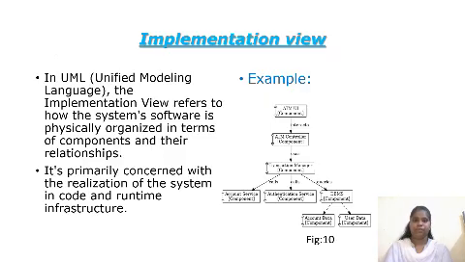Let us see the implementation view. The implementation view refers to how the system software is physically organized in terms of components and their relationships. That means the software system is physically organized into components, and those components interact with the user interface. It is primarily concerned with the realization of the system in code and runtime infrastructure. It deals with the code structure and infrastructure, and it is important for developers and architects to understand the actual deployment and system composition.